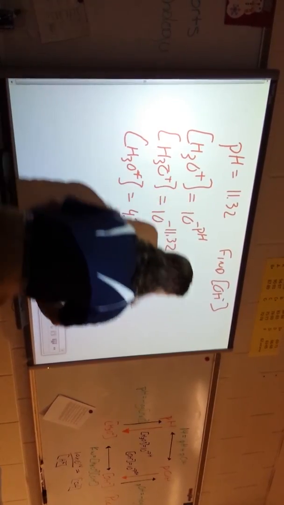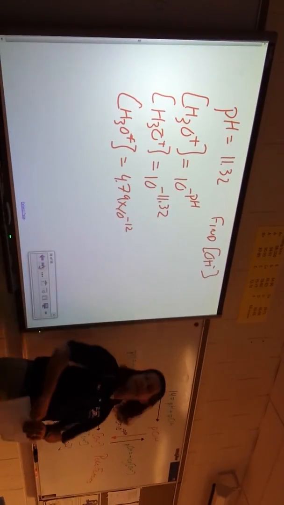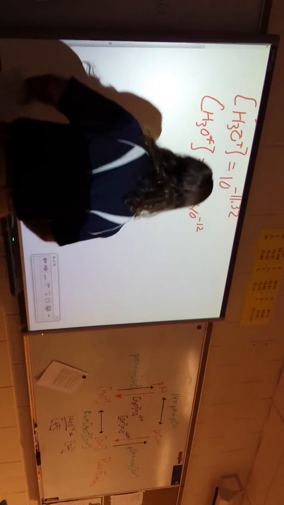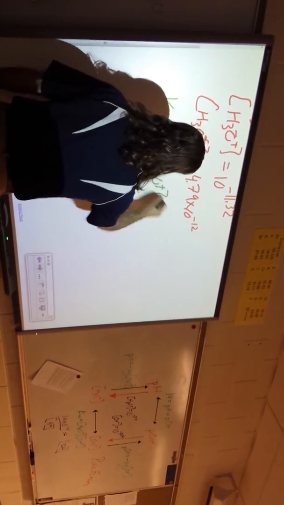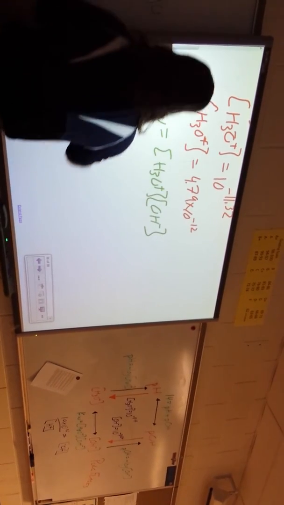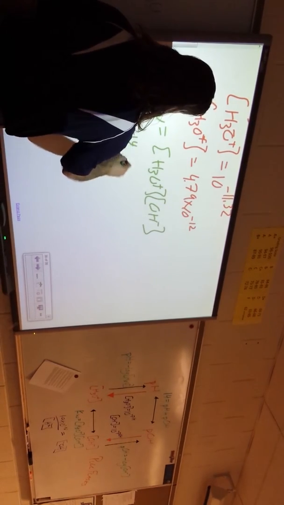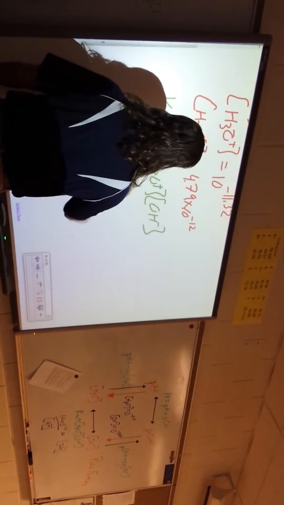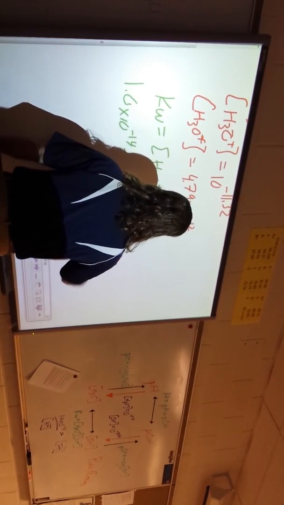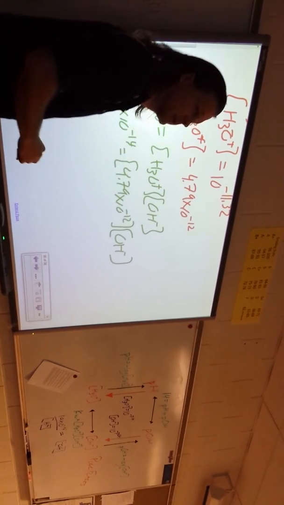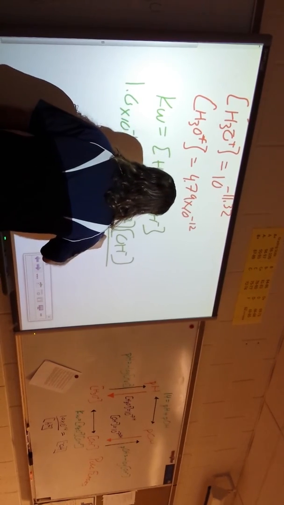At this point, I can now use my KW formula to solve for OH minus. KW equals H3O plus times OH minus. KW always has a value of 1.0 times 10 to the minus 14. We just calculated H3O plus as 4.79 times 10 to the minus 12, and that allows us then to solve for OH minus. So I'm going to divide both sides by 4.79 times 10 to the minus 12.